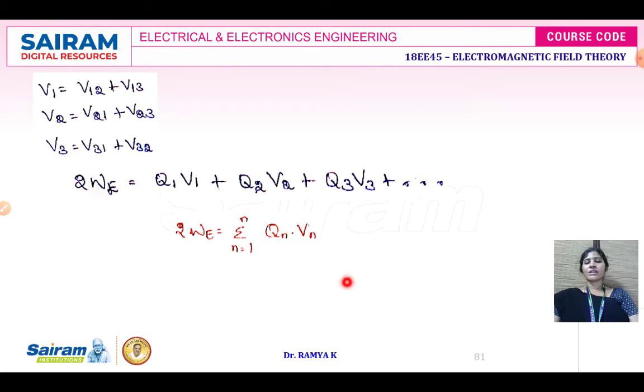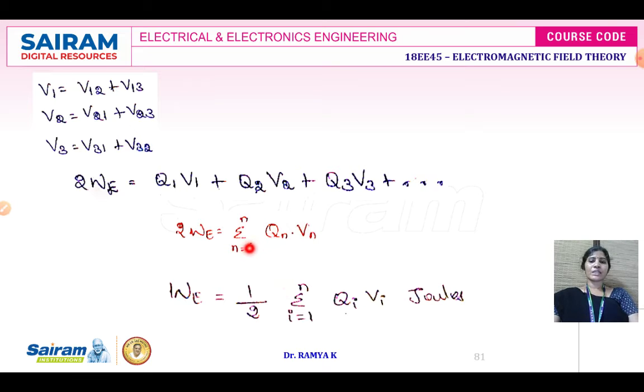Simplifying, we'll get the answer 2WE is equal to summation n is equal to 1 to n Qn and Vn. After solving, we'll get the equation. Instead of 2 on this side, it is taken to the other side: WE is equal to 1 divided by 2, summation i is equal to 1 to n, Qi into Vi. The unit for work done is going to be joules.